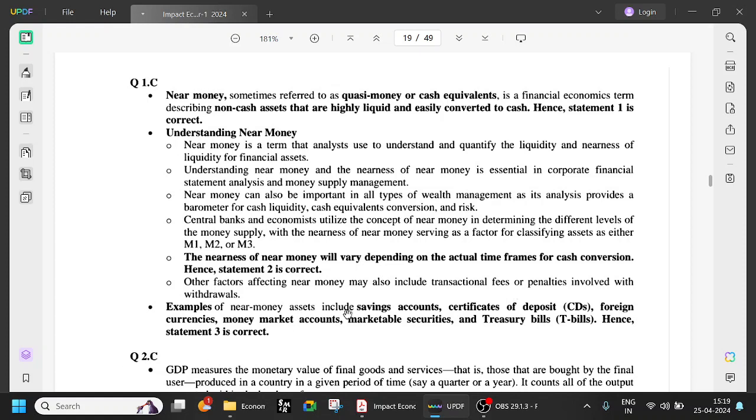Examples of near money include savings accounts, because in a savings account, suppose you have 10,000 rupees, whenever you want, you can just remove the money. Fine. Certificate of deposit: when you deposit money, you get a certificate, so that is also near money. Also foreign currencies, money market accounts, marketable securities, and treasury bills.